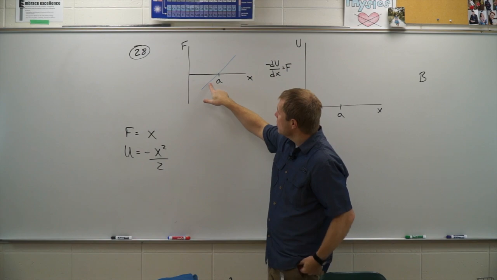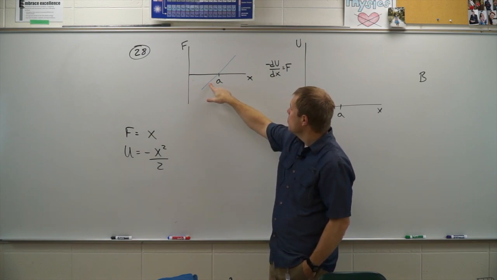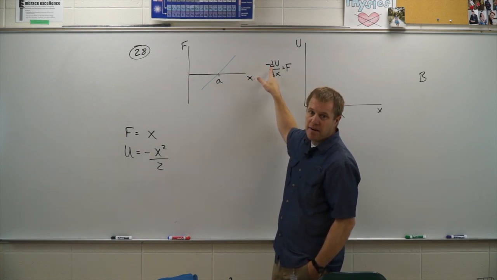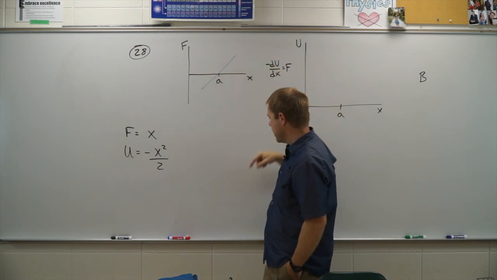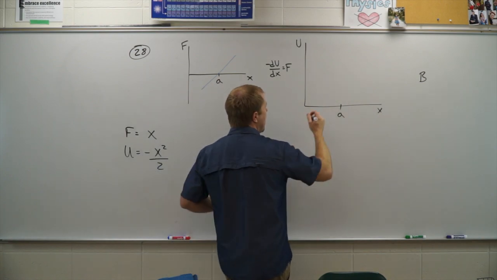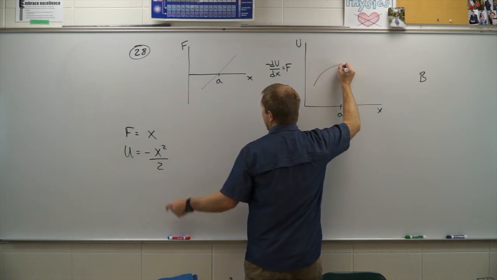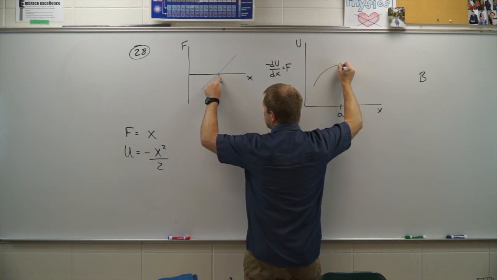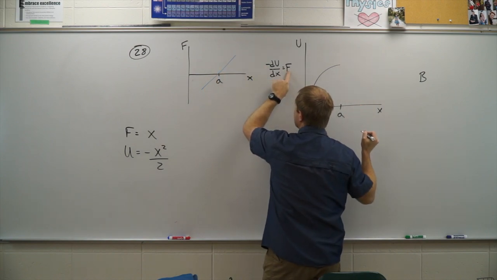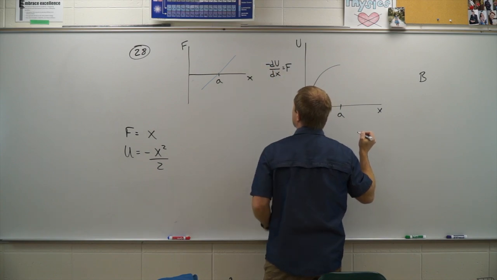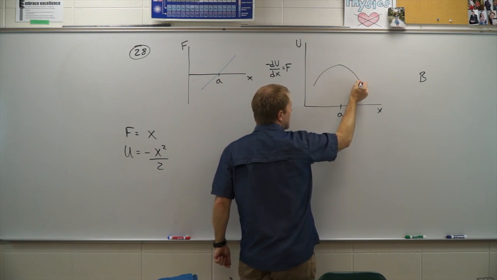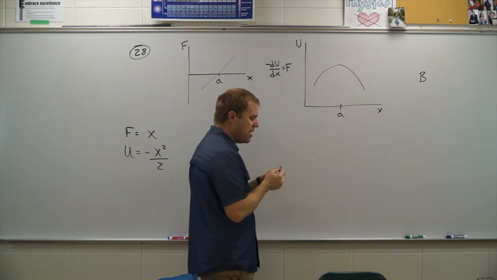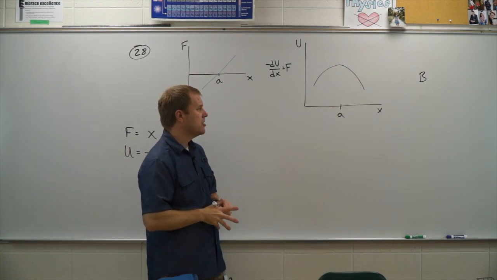I'll note here that the force is a negative value, which means the slope is a positive value, because the negatives will cancel out, so my slope better be positive. And I should have a scenario like this. At this point, my slope is 0, because my force is 0. On this side, my force is positive, which means my slope has to be negative so that those two negatives cancel out. And so I get this. That means at point A, we have a maximum in the potential energy.